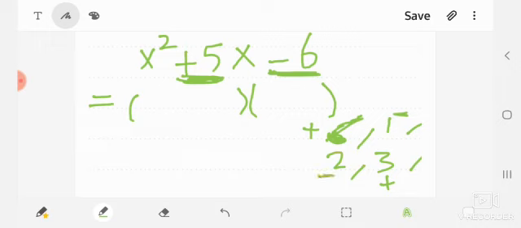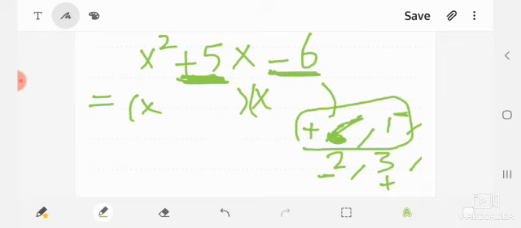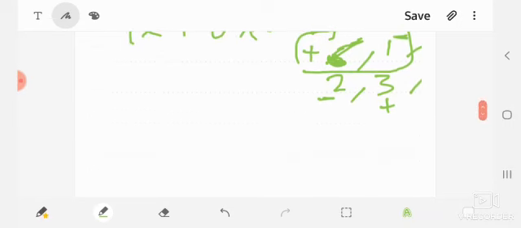So when 3 is positive and 2 is negative, it can't give us 5 when we add them. But when we add 6 and negative 1, it will give us 5x. So to solve it, we put x here and x here, with a positive sign and a negative sign. Which one is the negative sign? Yes, the 1. And which one is the positive? It is the 6. So this is the solution of the second trinomial.